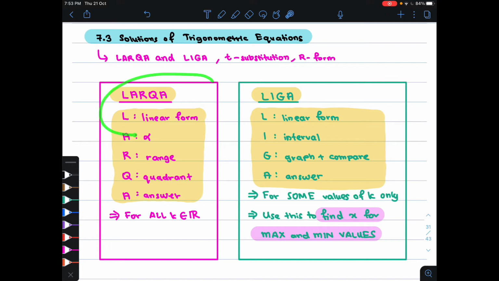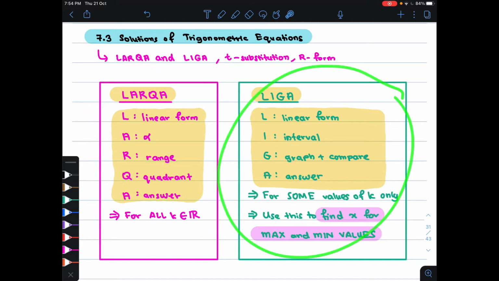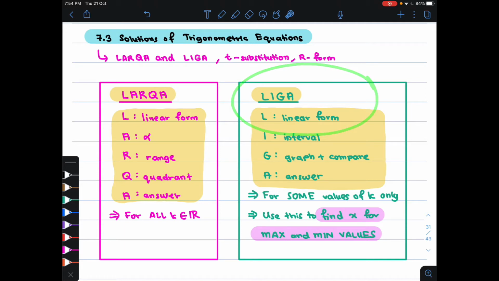By comparing LARKA and LIGA, you can see that for LARKA, we will draw a quadrant. But for LIGA, you will draw a graph. And LIGA will only be used whenever you need to find X for maximum and minimum values.